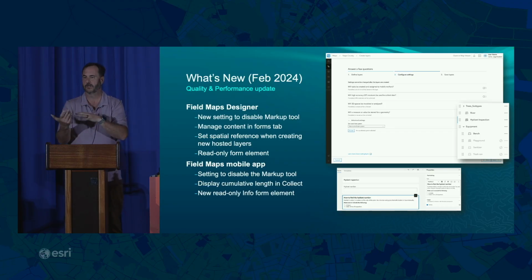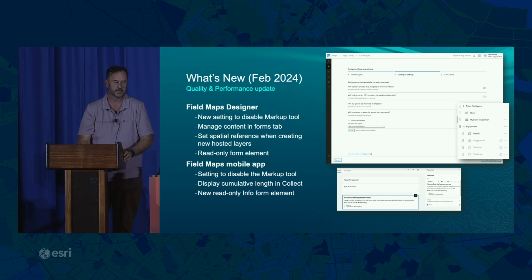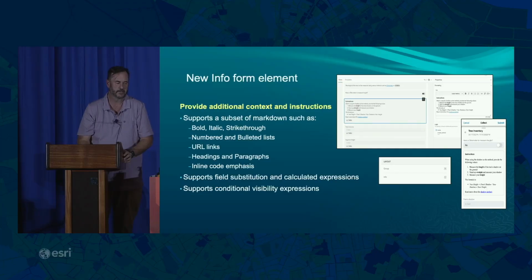When you're managing your content in the Forms view, we have a new managed content experience there. We have a way to set a spatial reference when creating hosted feature layers so that you don't have to create hosted feature layers in WGS84 anymore. You can create them in your own local projection system. And then in the mobile side, honoring a lot of those capabilities. So let's take a little bit deeper look at some of these.